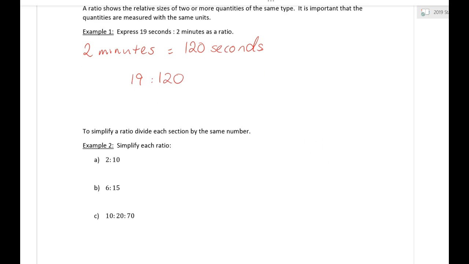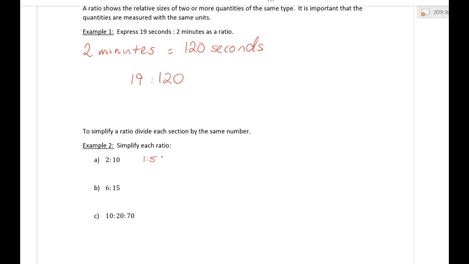Now I might also need to simplify a ratio, in the same way that we simplify a fraction, by dividing top and bottom by the same number. Here we will divide each of these sections, as I'm going to call them, by the same number. So 2 to 10: I could divide both of those by 2, and so that is the same as 1 is to 5. Okay, that's the simple ratio.